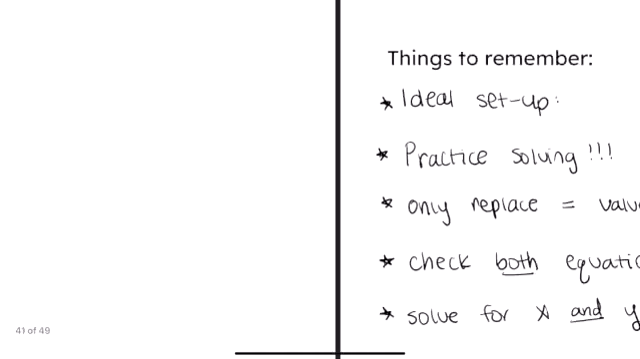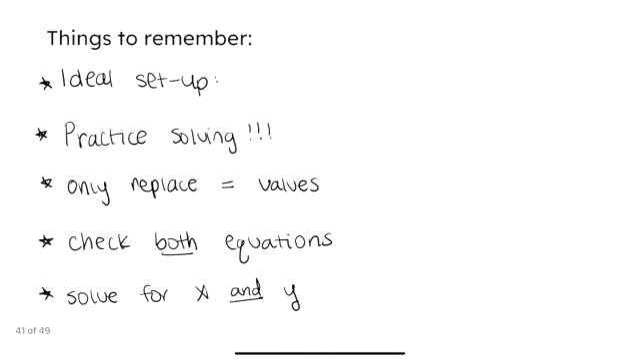All right, so let's go over some things to remember. First up is, how do you know if you even want to use substitution method? Well, first you need to make sure that you have a system of equations. That means that there's two different equations, usually with x and y, but they could be any variable. And the second thing is that you need to have an equation that looks like x equals something or y equals something.